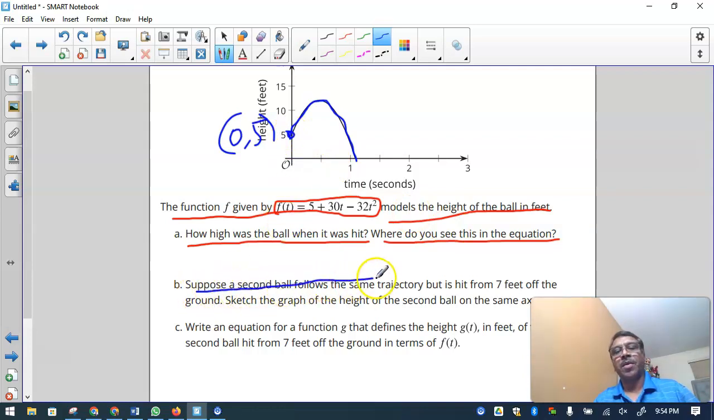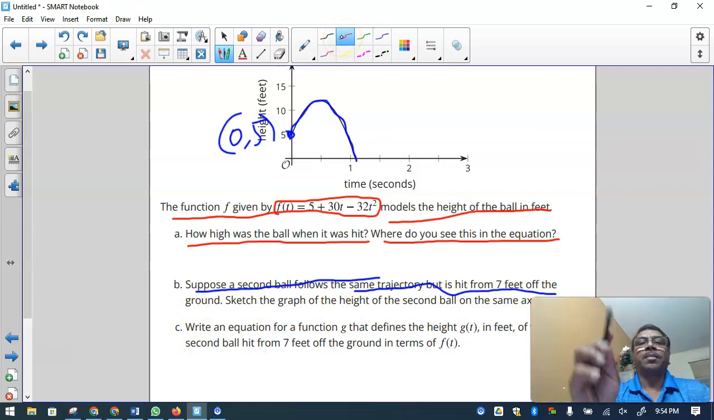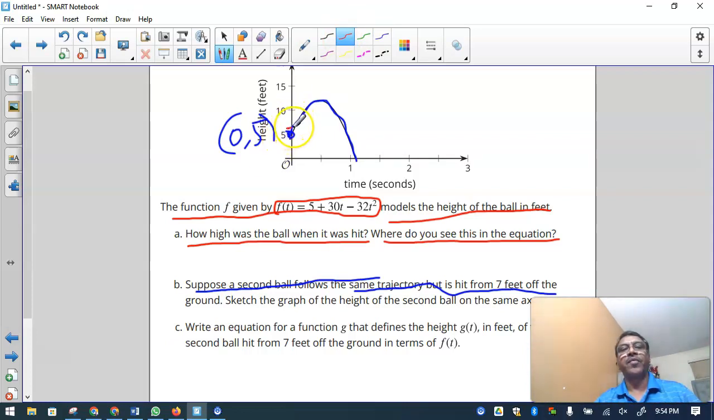Suppose the second ball follows the same trajectory, but it is hit 7 feet off the ground. So there is another ball being thrown, but this time you throw it from 7. Now this will be 6, this will be 7. So you throw the ball here. So we work with the same expression now. It doesn't say how fast, which means the ball is thrown with the same speed.